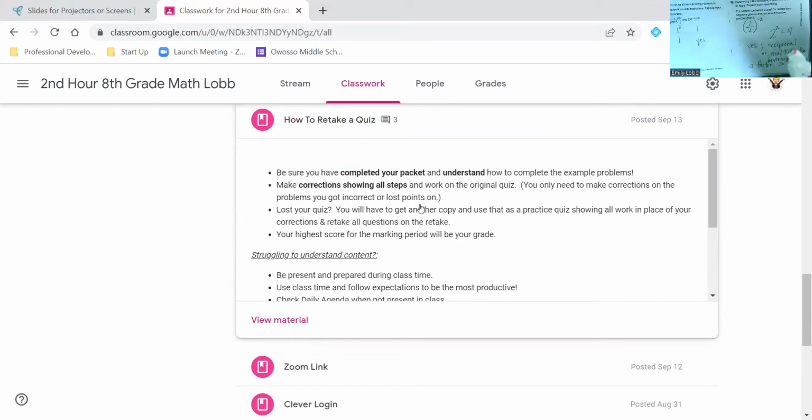So if you don't have the quiz, because you discarded it, and you need it to make corrections, today would be a great day to get that from me. Or otherwise you'll have to get it on Wednesday and have it done by Thursday so that you can retake the quiz Thursday morning. So you could do those things before school if you let me know, during Trojan time, during lunch, during after school tutoring, I guess, on Thursday. Okay, questions?